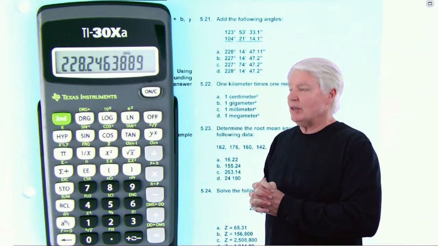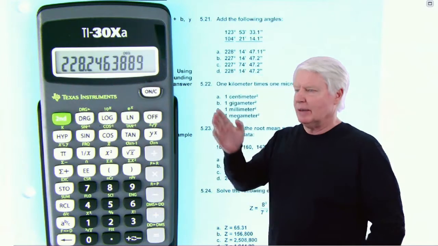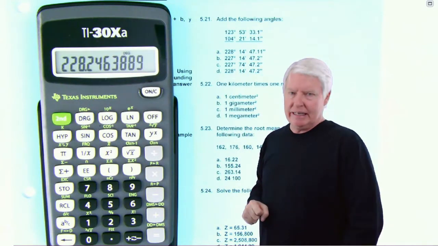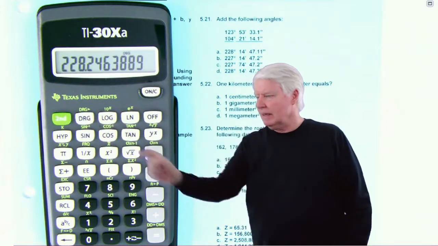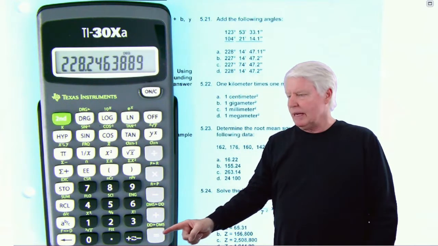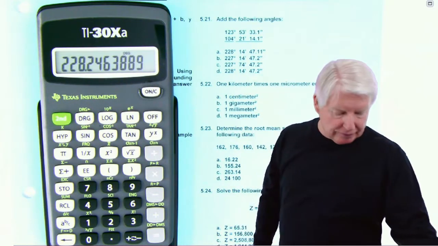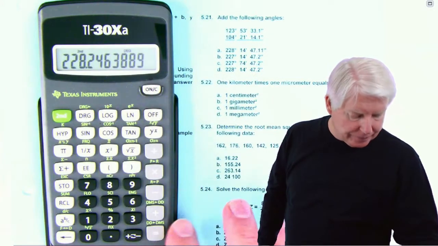So I know it's going to be 228 degrees something, so I know it's either A or D already. But we'll make sure. We're going to hit second function, decimal degrees to degrees, minutes, seconds. So we're going to convert it back now.